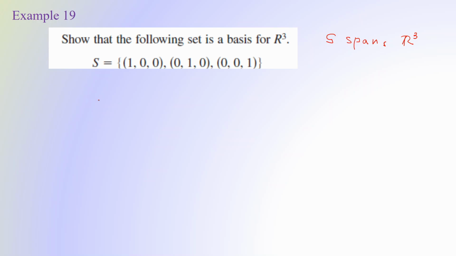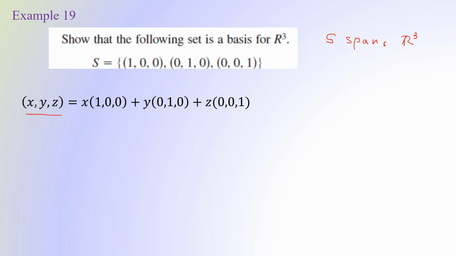That means if you take any vector of R3, we should be able to write it as a linear combination of the given vectors. So just consider any vector containing three components x, y, z. You can write it clearly, taking x out and keeping the others 0: x times (1, 0, 0), plus y times (0, 1, 0), plus z times (0, 0, 1). These are our given vectors in S. So any vector of the vector space can be written as a linear combination of the vectors in S. This implies S spans R3.